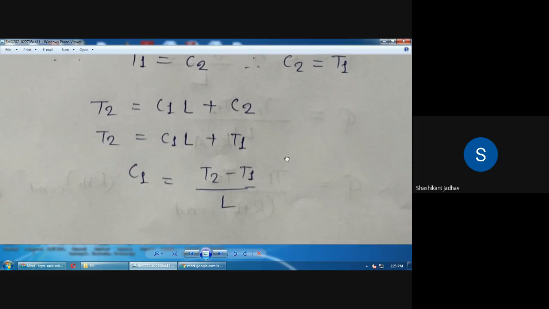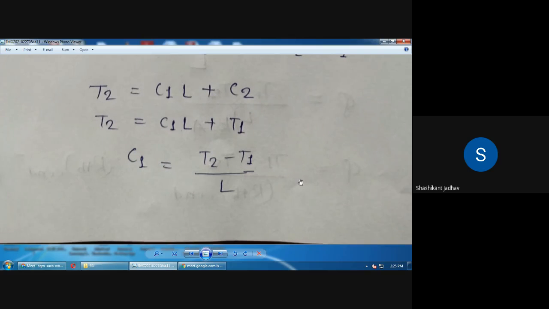Okay, so what is the value of C1? C1 is equal to (T2 minus T1) divided by L. So from those two boundary conditions, we get the values of C1 and C2. C1 is equal to (T2 minus T1) divided by L, and C2 is equal to T1.